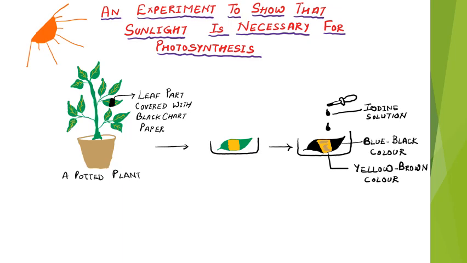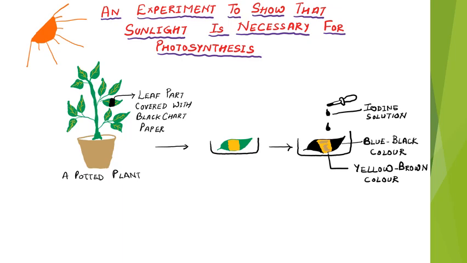Then after 2 days, we have to take one leaf, not to take it out from the plant, but it is still there with the plant. One leaf and its middle part, cover it with black chart paper so that it does not get any sunlight. And then keep this plant in sunlight for a day. Then again do the same starch test what we have done in the previous 3 experiments.